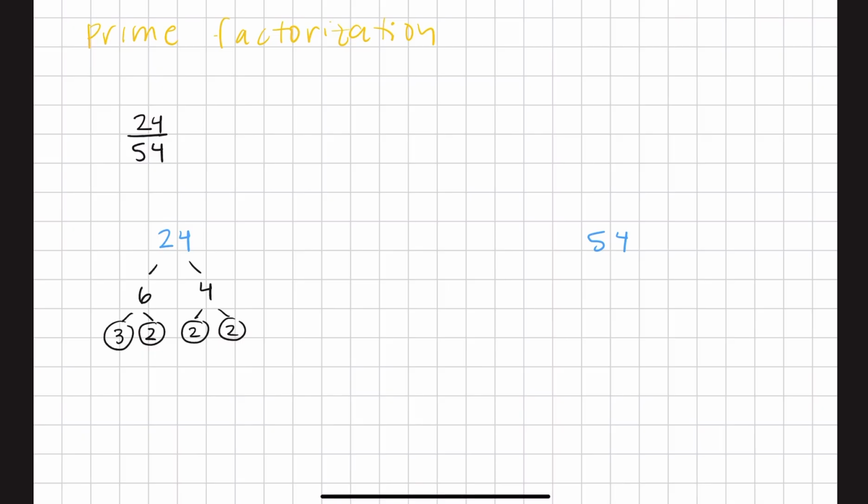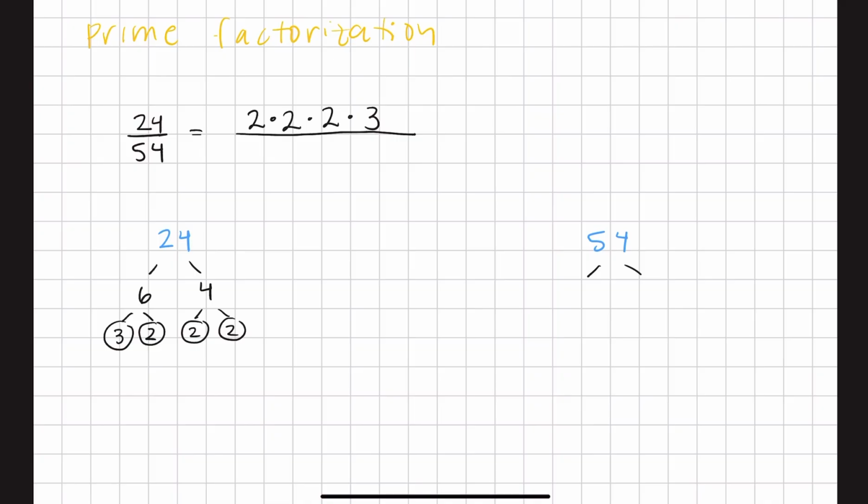So I can rewrite 24 as, and I'm going to write them from smallest to greatest, 2 times 2 times 2 times 3, right? And you could double check that on a calculator if you need to. 2 times 2 times 2 times 3 will be 24, right? So I just broke down 24 into its prime factors, and I could do the same with 54.